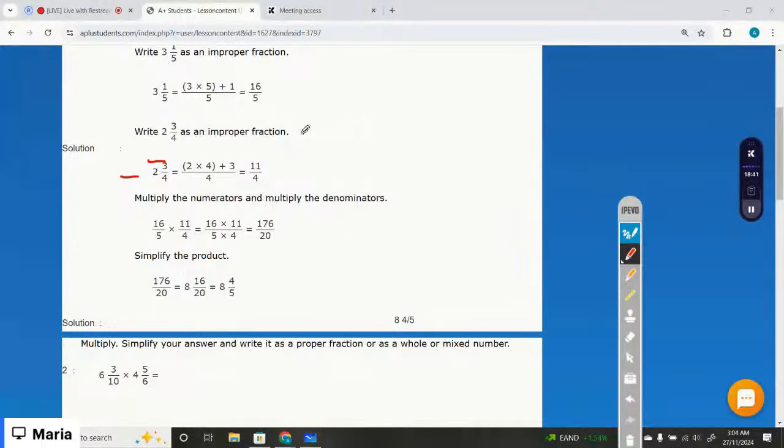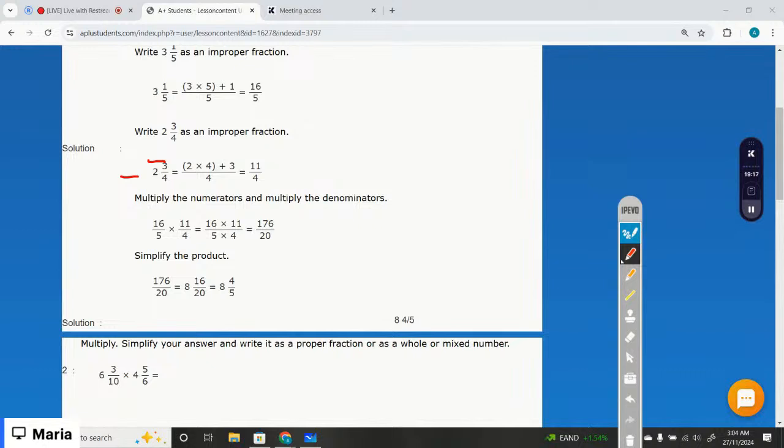So how do we multiply? Now we have converted them to improper fractions. You have to do numerator times numerator and denominator times denominator. So 16 times 11 is 176 and 5 times 4 is 20. So that is 176 divided by 20. Now the numerator is greater than the denominator, so you have to divide 176 by 20. When you divide 176 by 20, the answer is 8 whole 16 over 20.